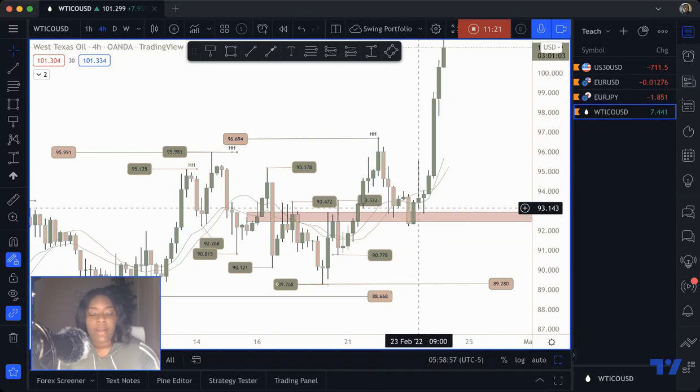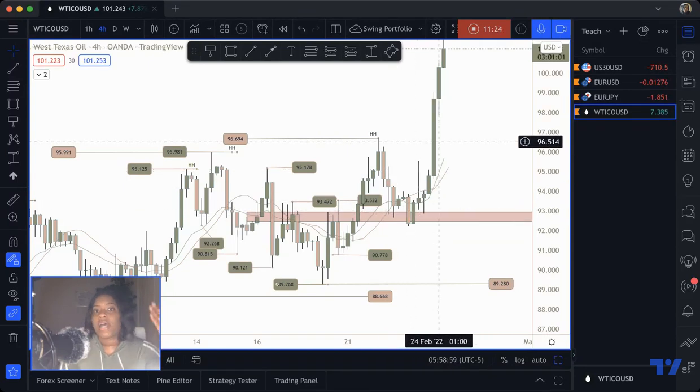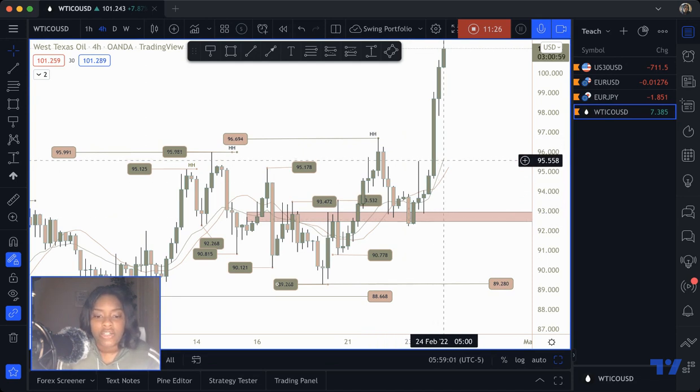Okay. And so anyway, price came into the zone and she shot up. And so this was actually less than a 24-hour trade. And so this is a really, really good setup.